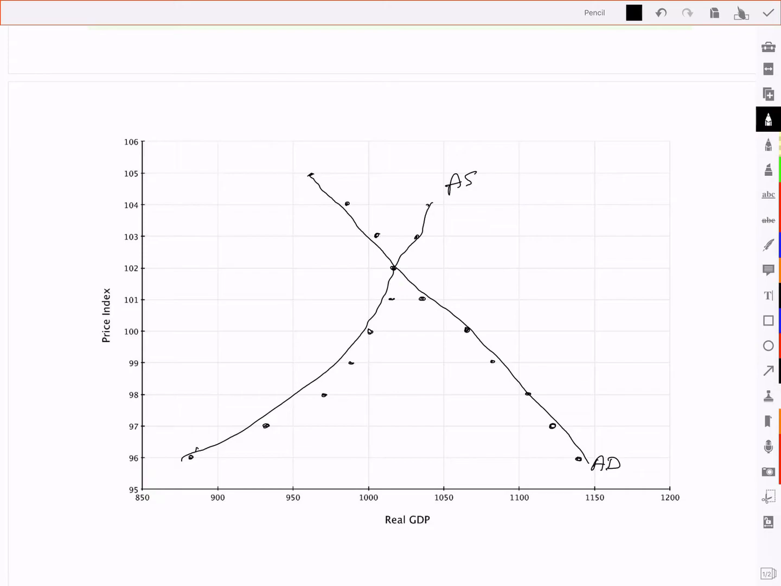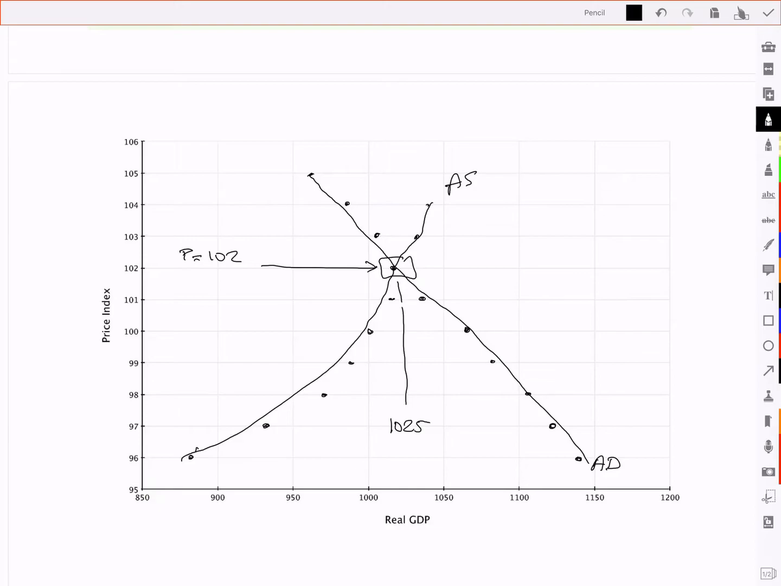So now we need to figure out equilibrium. How big is the size of this economy? Well, we're looking for where aggregate demand and aggregate supply intersect. So aggregate demand and aggregate supply intersect at a price level of 102, and that is when real GDP is equal to 1025. So the size of our economy, total value of what we make and sell, is $1,025. Our price index of 102 tells us that we've had 2% inflation since the base year.